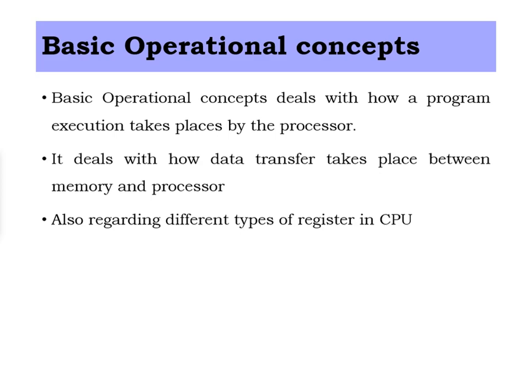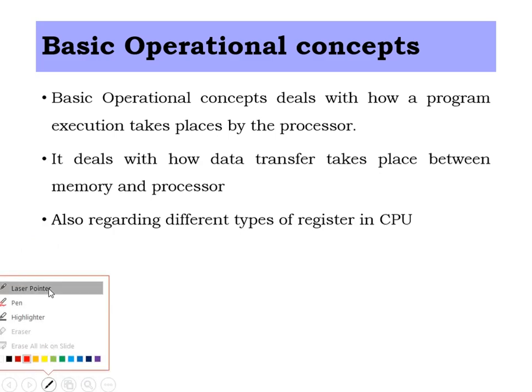If a program needs to be executed, then the program must be placed in memory. Therefore, it also deals with how the data transfer takes place between the memory and the processor. Why do we consider memory and a processor? Because if a processor needs to execute a program, then the program must be stored in memory. So we are going to deal with how the connection and data transfer take place between memory and processor.